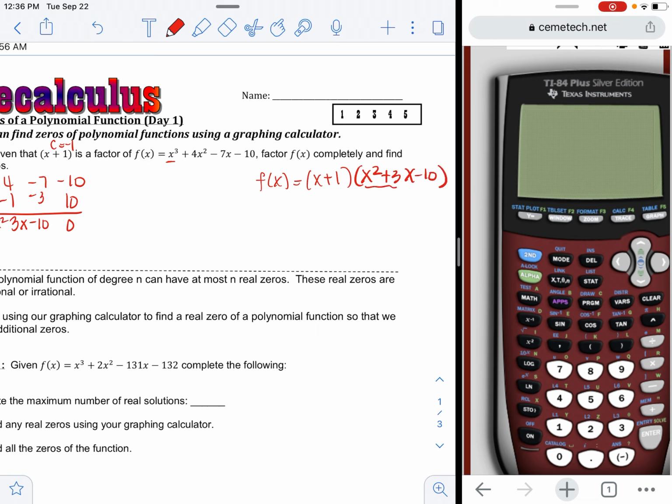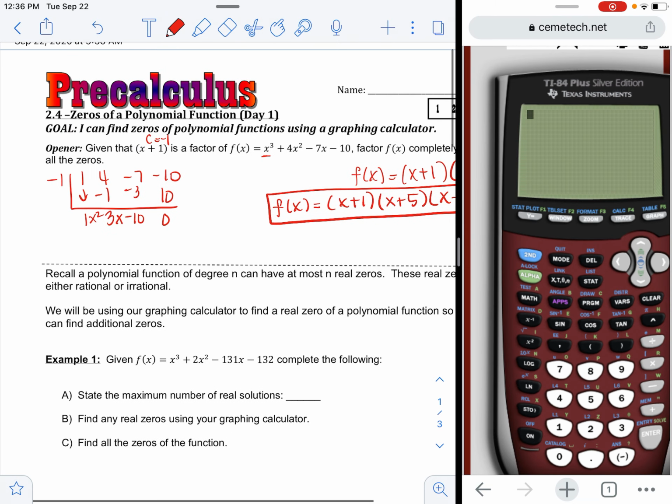And now I want to factor this completely. It's not factored completely because this isn't factored yet. So I'll get my final answer. F of x equals x plus 1 times, two numbers that multiply to give me -10 and add to give me 3 are x plus 5 and x minus 2. All right, so that is my function completely factored. Don't forget f of x equals. Don't forget the factor of x plus 1.